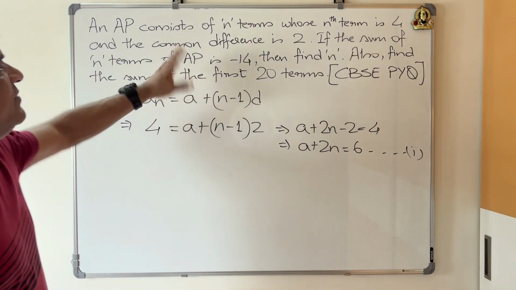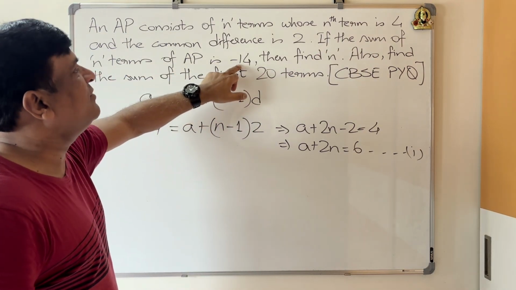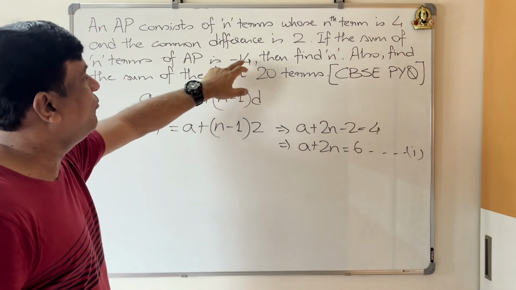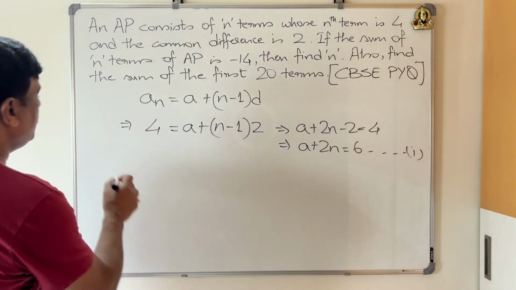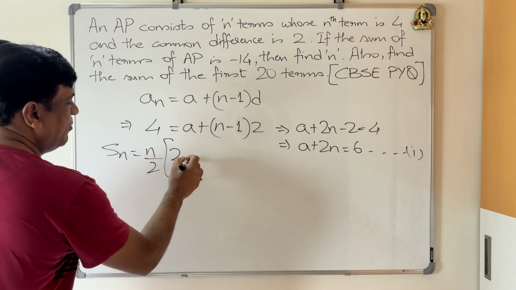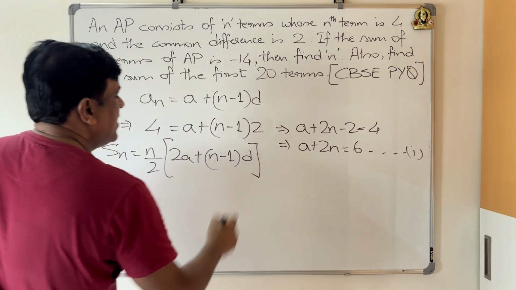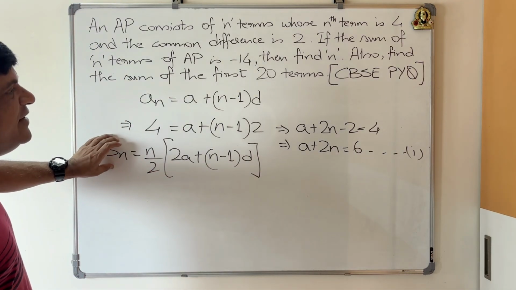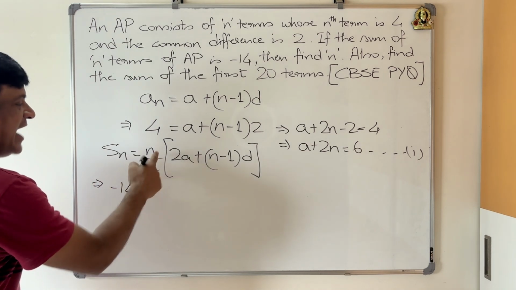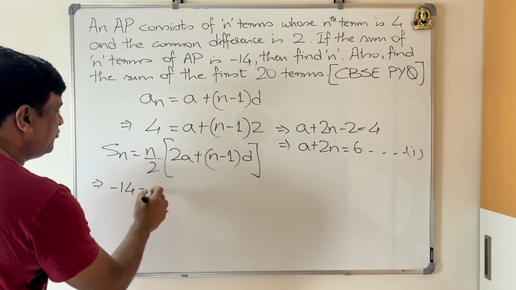Now let's go to the second part of it. They are saying that if the sum of n terms of AP is minus 14, then find n. What do you have? Sn is equal to n by 2 times 2a plus (n minus 1) times d, the general formula. They have given that the sum of n terms is minus 14. Let's put it. This is minus 14. We don't know n, right? They are always saying that we have to find n. So leave it like that.